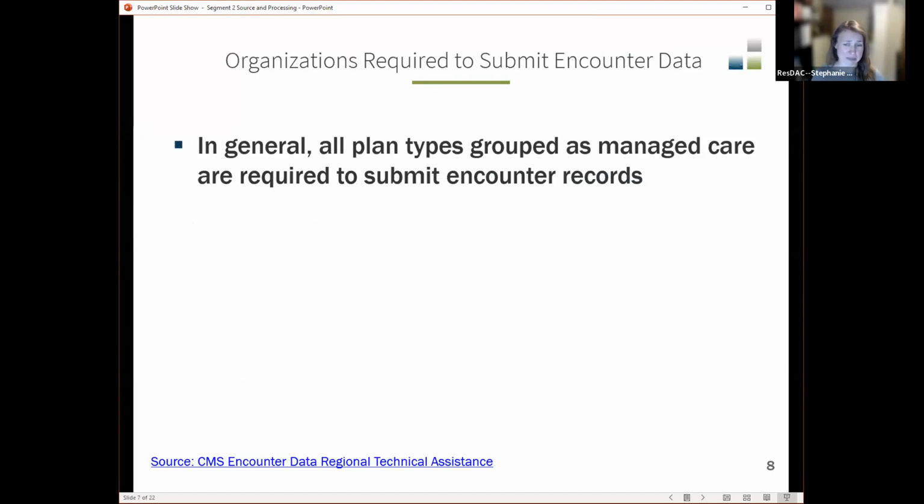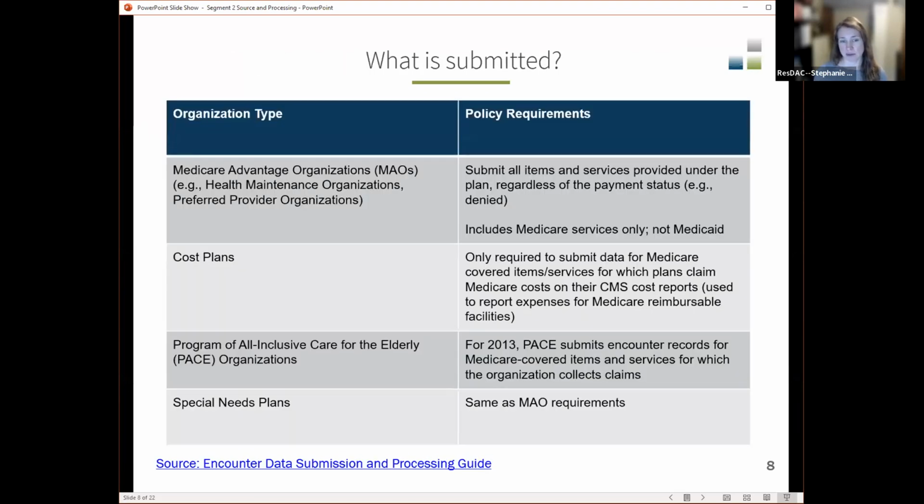All plan types that are grouped as managed care are required to submit encounter records, but it might vary by plan type in terms of what they submit. They're generally required to submit all Medicare covered services, but some plans will provide services that are above and beyond what Medicare covers, like the Program of All-Inclusive Care for the Elderly. They are really only responsible for submitting Medicare covered items. On the other hand, Medicare Advantage organizations that offer a supplemental vision benefit should be submitting all services. That's that first line.